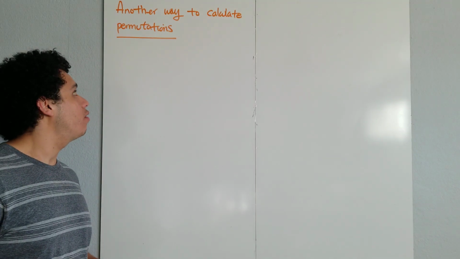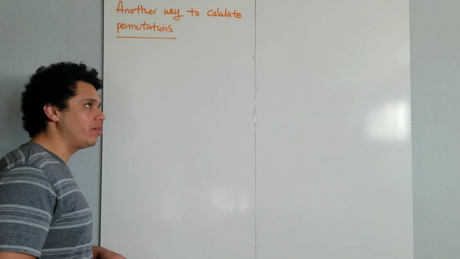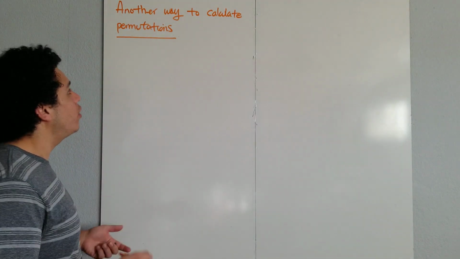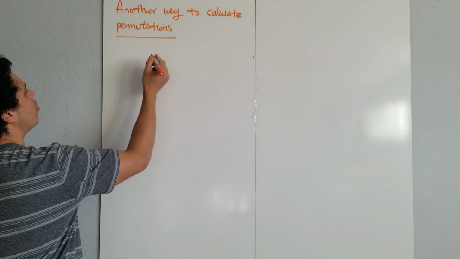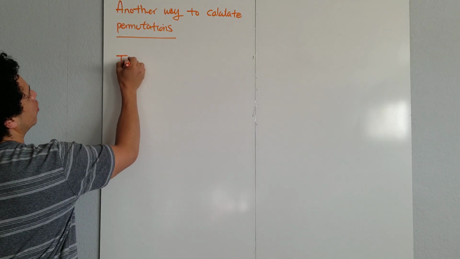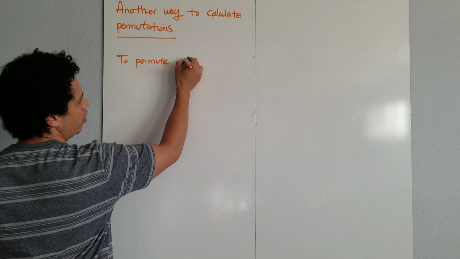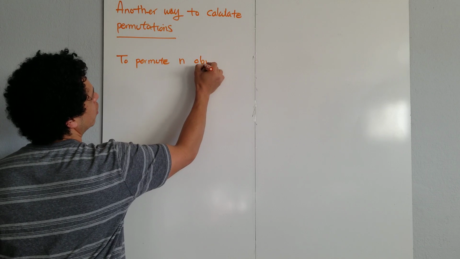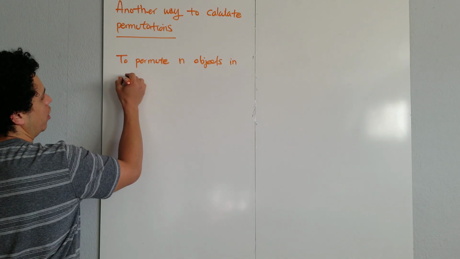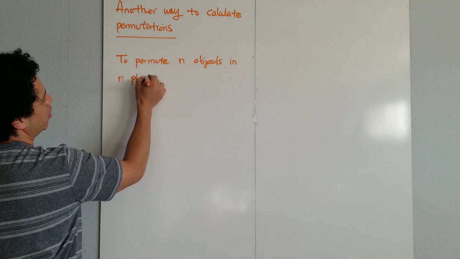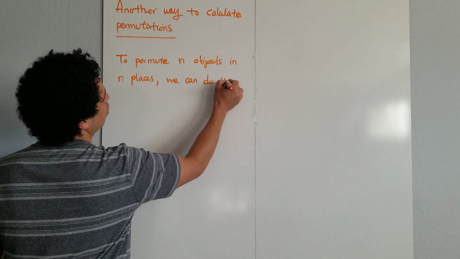So I know that we want to find an efficient way to calculate combinations, but let me show you something that's slightly different. It's another way to calculate permutations. But let me put it this way. So how do we permute? To permute n objects in r places, we can do the following.